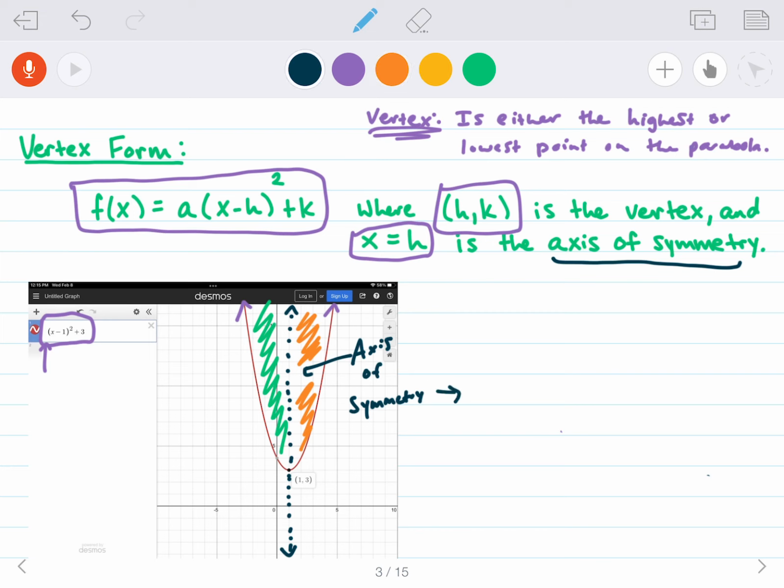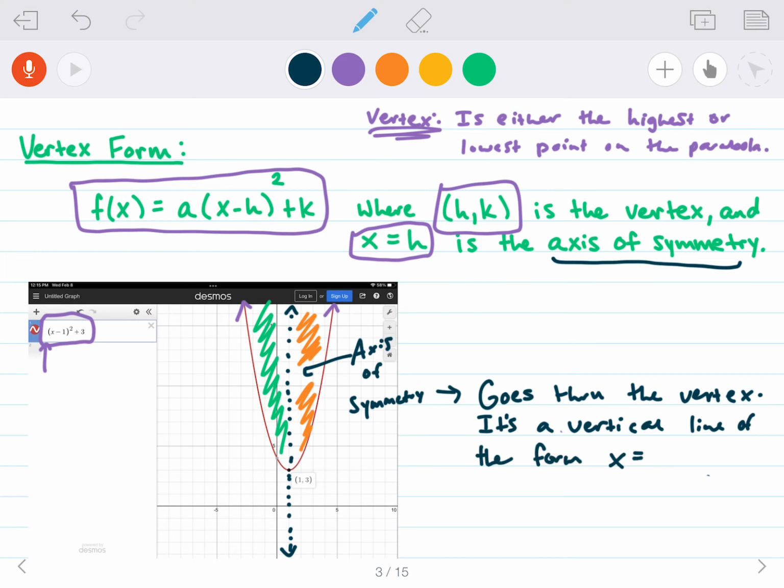So the axis of symmetry goes through the vertex. It's a vertical line of the form x equals h, where h is just the first number in our vertex. And it divides the parabola into two equal pieces. The green piece and the orange piece in this case. That's why they call it the axis of symmetry, because the pieces are symmetric or equal.